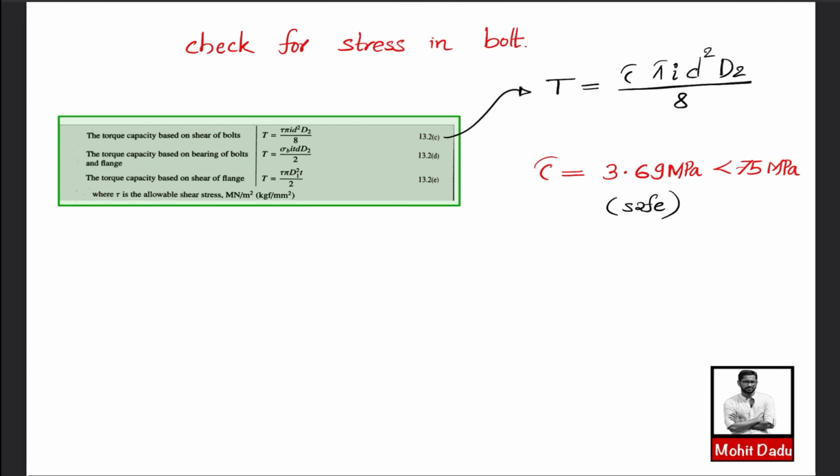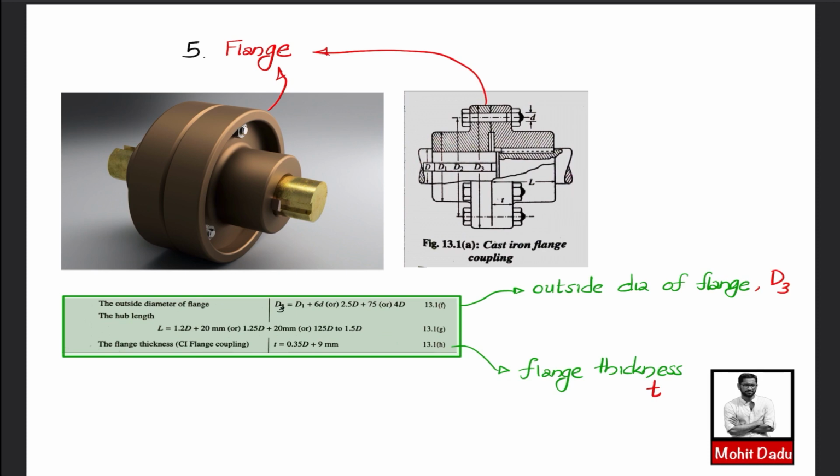Next we will be looking at the design of the last component, the flange. In this figure you can see the flange. Flange is the element which is connected with the help of this bolt. These are coming at the ends. So here you can see the flange, as well as here also you can see the flange.